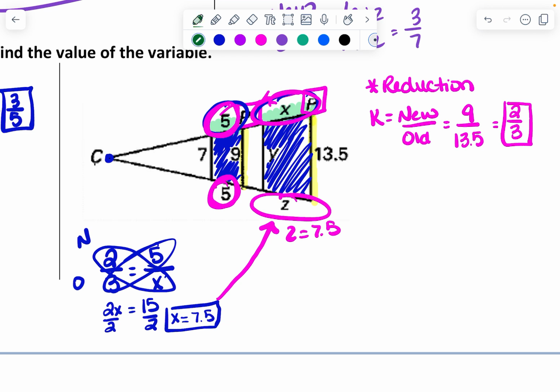All right, last one, let's go ahead and solve for this side and this side, get our y values. So again, I'm going to keep our 2/3. I'm going to keep that scale factor the same and go new to old. New would be the 7 over the old would be the y. Cross multiply it, we get 2y equals 21. Divide by 2, and our y value is going to be 10.5.